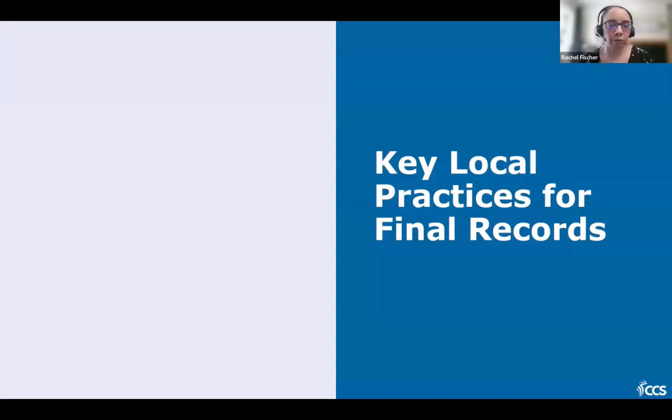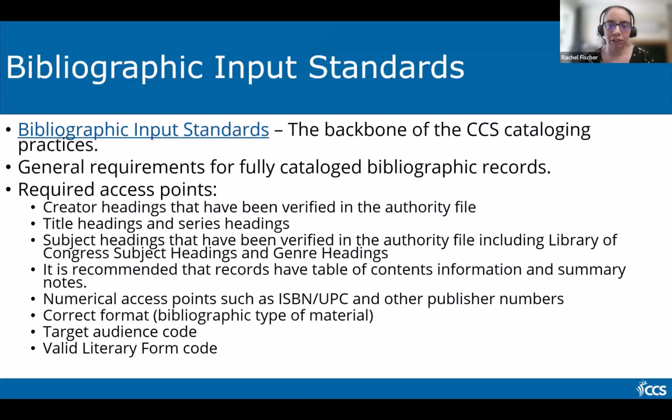So now I'm going to review the key local practices for final records or fully cataloged records. There's going to be a lot of information here on these records. The Bibliographic Input Standards page that I pulled up is really the backbone of the CCS cataloging practices. It provides general information on requirements for fully cataloged bibliographic records, as well as some of the information that I already reviewed on the on-order records.